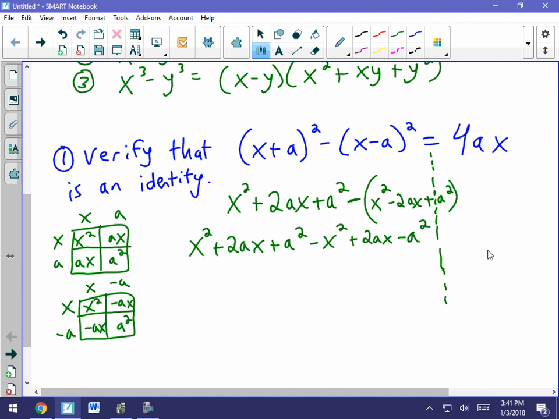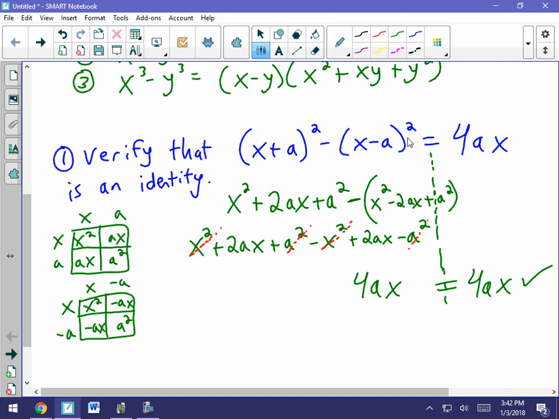Okay, so now if I go through and try to put some like terms together, you'll notice that quite a bit of this actually cancels. So this positive x squared and that negative x squared cancel, and then the positive a squared and the negative a squared cancel. So we're left with these two terms, which are both positive. So 2ax plus another 2ax would combine together to make 4ax. And then, lo and behold, that's exactly what we got over here on the other side.